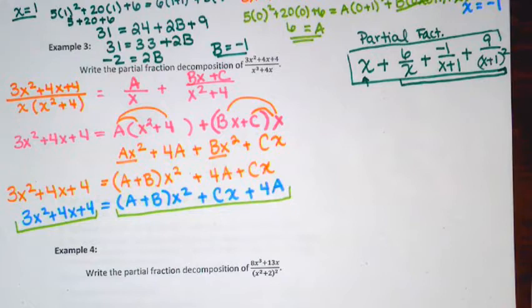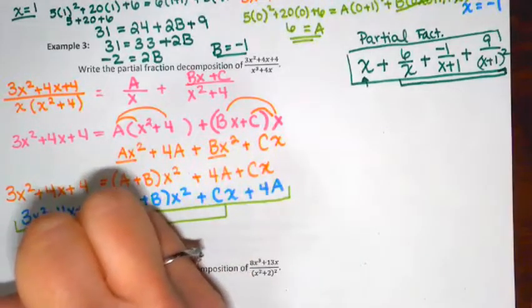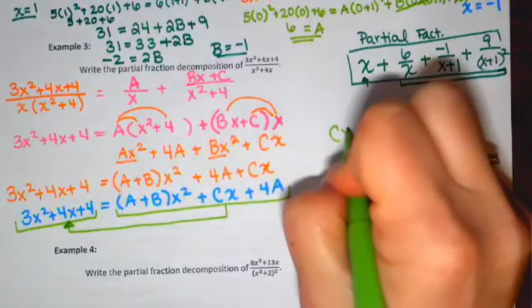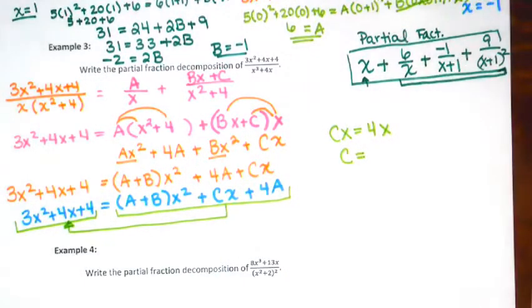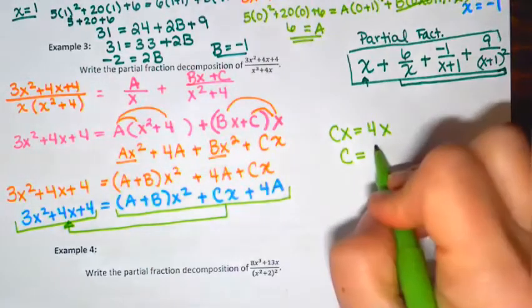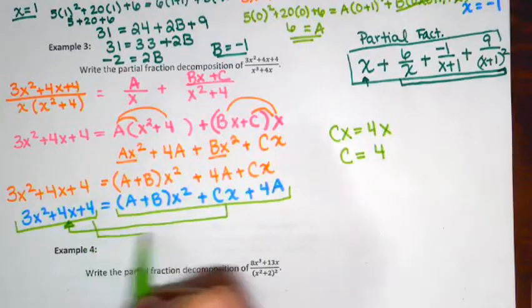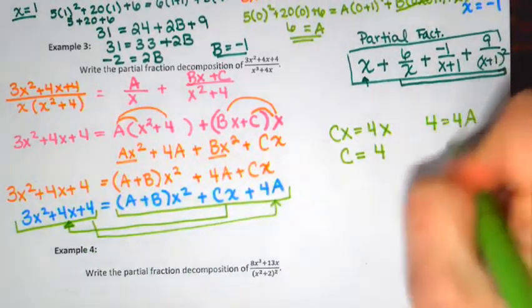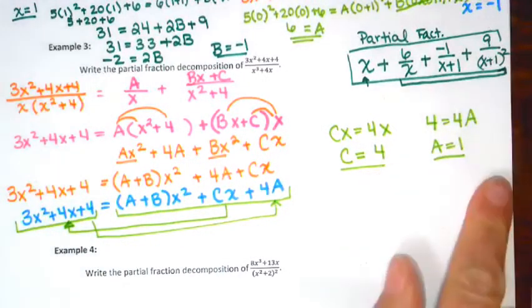What do you notice about cx? It's supposed to be the same as what? 4x. So if cx is supposed to equal 4x, what would c equal? 4. And a would equal 1. Why? Because 4 times 1 is 4, equals 4a. So a would equal 1. So guess what? You know what c is. You know what a is.